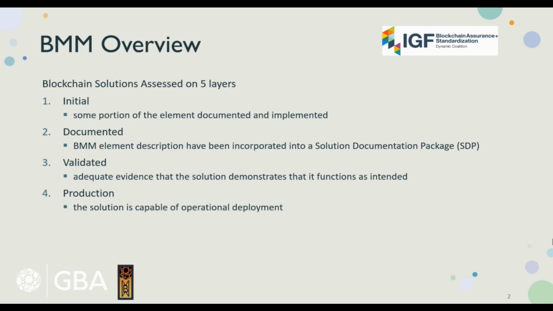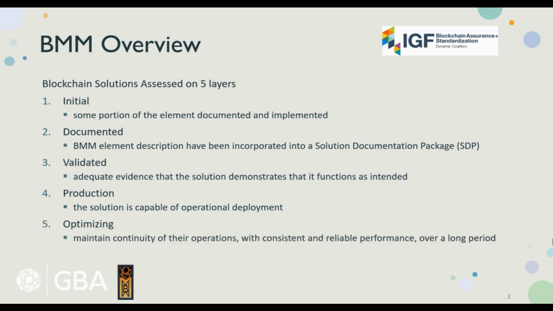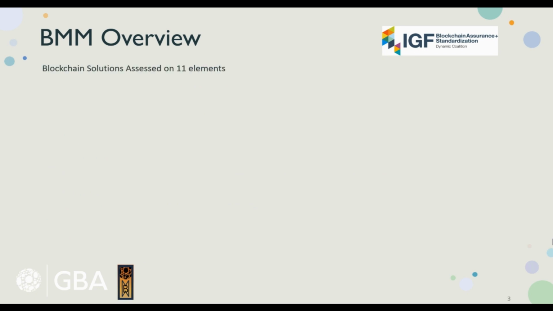Fourth layer is that it's in production. The solution is capable of an operational deployment. The fifth layer is called optimizing, and this is where it's maintaining a continuity of operations with consistent and reliable performance over a long period. Now, looking at those 5 layers, the solution is assessed against 11 elements.